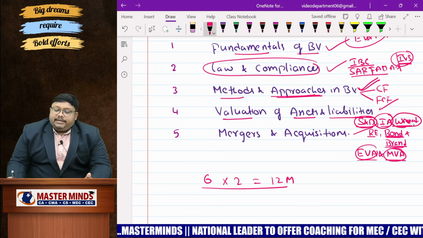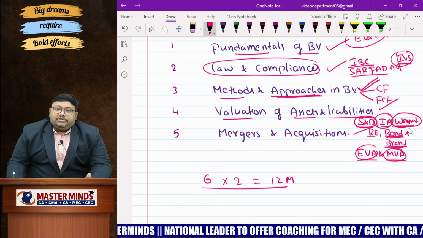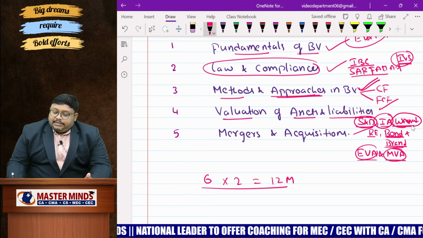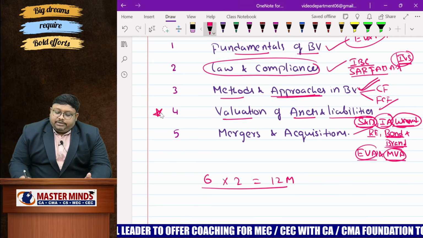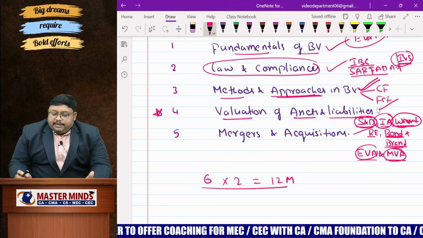And share warrants. Under share warrants, you also have to know how to find the value of the warrant, such kinds of questions. Most important, you need to make the most practice for valuation of assets and liabilities.